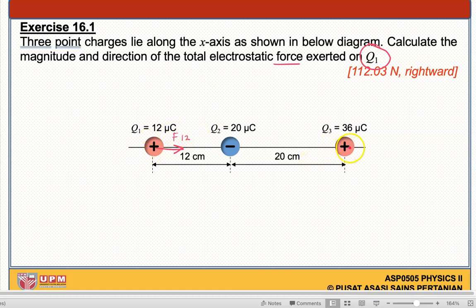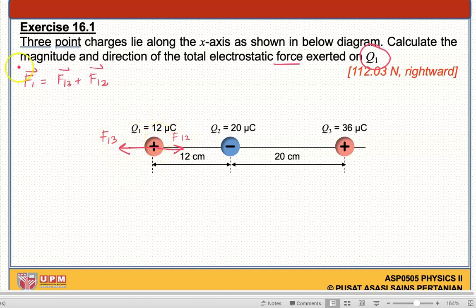And how does Q1 feel about Q3? Q1 has the same charge as Q3, so Q1 is saying that Q3 is not his type. So he is going to repel Q3 by going the other way. So this is F on 1 by 3. So if I were to write this in an equation to find the resultant force on Q1, my equation would be F1 vector equals F13 vector plus F12 vector. Okay, this is the direction.